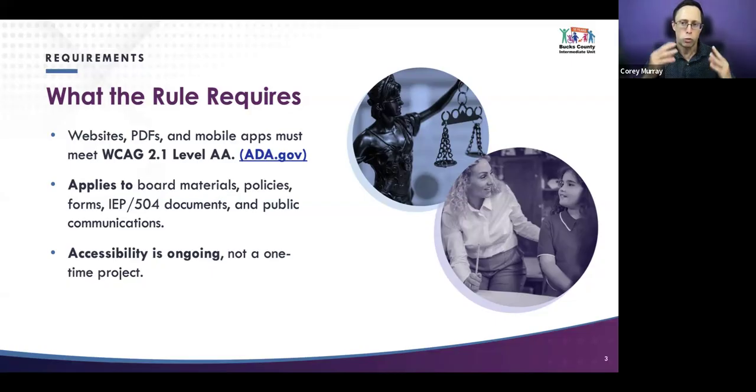It's not a one-time project, which means you don't have to do all of your documents at once, and your districts don't have to do all of their documents at once. This is about creating a process to figure out what's most important, kind of take a DEFCON approach, right? Do the most important things first, and then secondly, do additional things, and then beyond that.